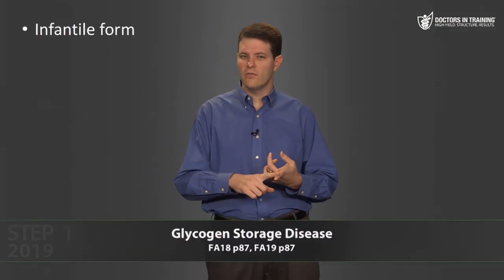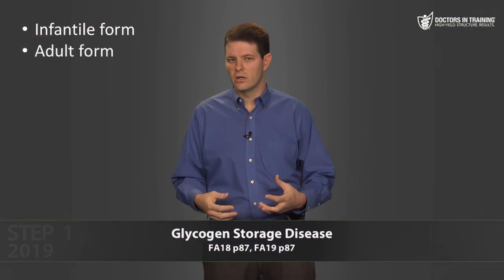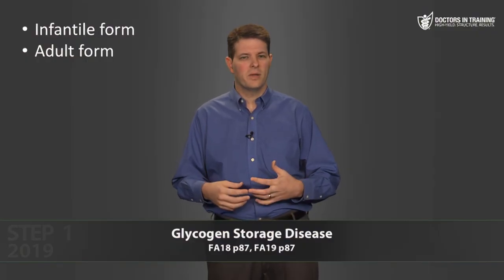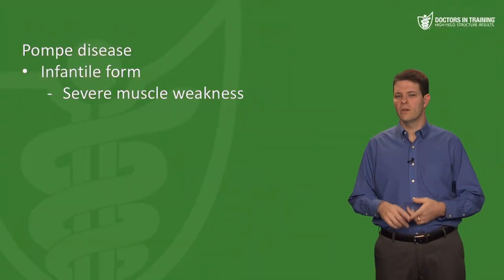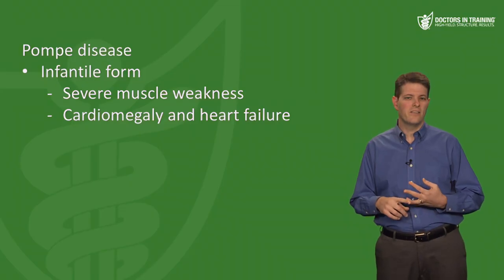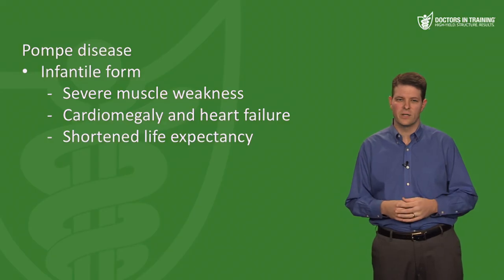Now, there are two forms of Pompe disease. There's an infantile form and an adult form. The infantile form is more severe. These individuals have very, very low levels of enzyme activity, so symptoms appear earlier in infancy. The infantile form of Pompe disease causes severe muscle weakness, cardiomegaly, and heart failure, and these patients have a shortened life expectancy, usually less than a year if the disease is left untreated.